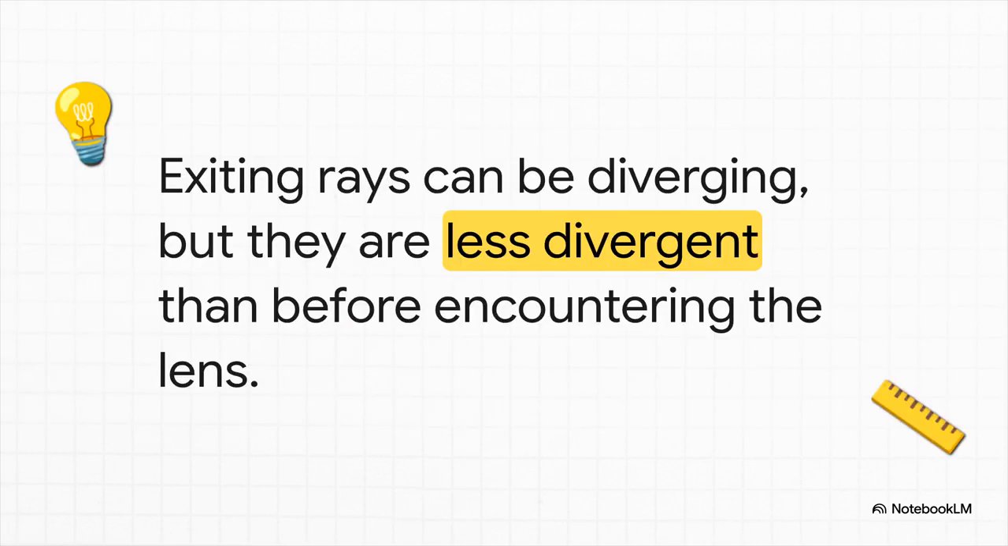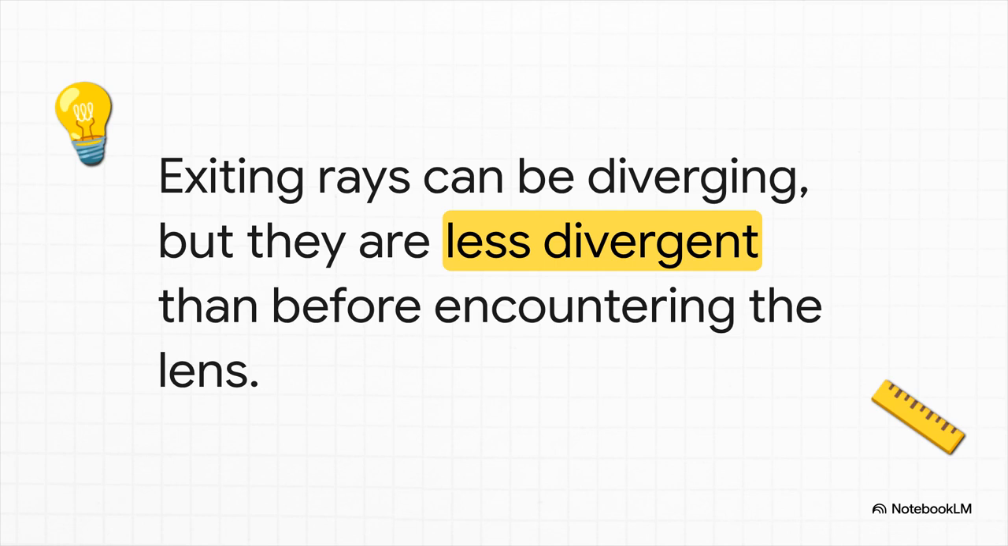Now pay attention, because here is a massive OCAP pearl. Do not confuse the ultimate direction of the rays with what the lens actually accomplished. Let's say you have highly diverging rays entering a plus lens, and when they exit, they are actually still diverging.